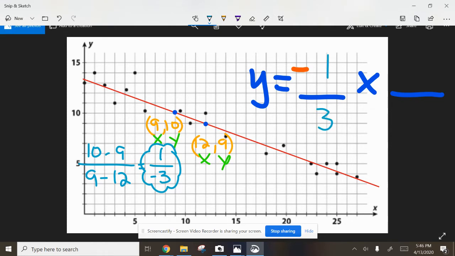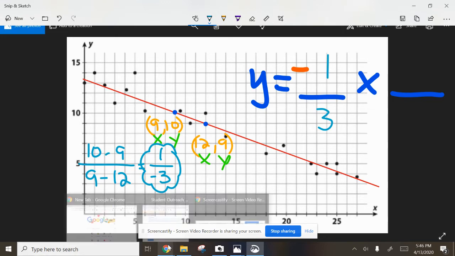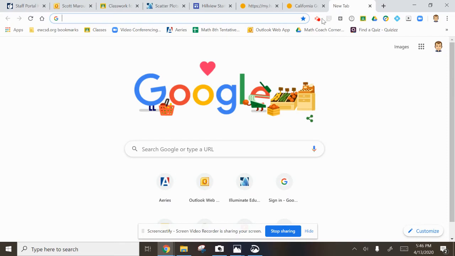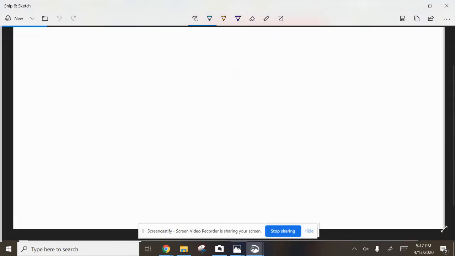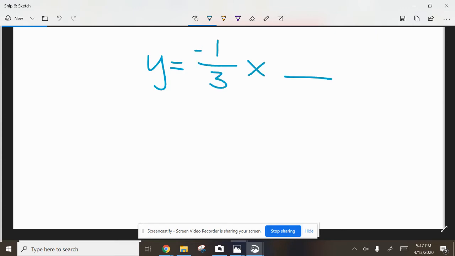Now this part gets a little tricky. I'm going to go back to this screen now and show you again. The equation was y equals negative 1/3 x. We're trying to figure out the y-intercept. This might be confusing because you see a fraction and you think, oh my goodness, I don't know what to do. This is ridiculous. Well, just slow down. We're going to take 9 and 10, and 9 is your x, and 10 is your y.